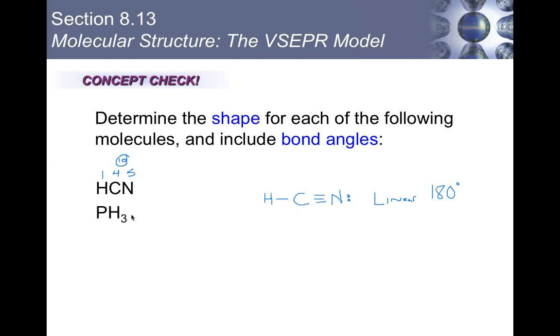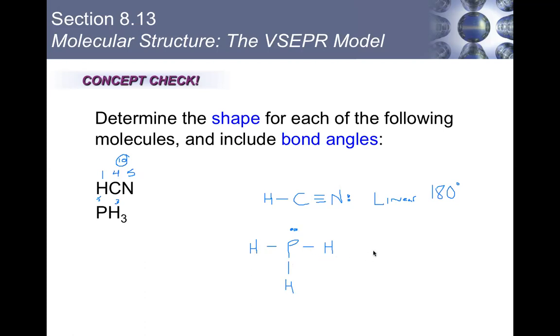Next one. PH3. P is? 5. Then we have 3 here. This is our central atom, P. And so we're putting 3 H's around it. So we need a total of 8 electrons. So 2, 4, 6. And am I done? You have the lone pair on P, up top. All right.